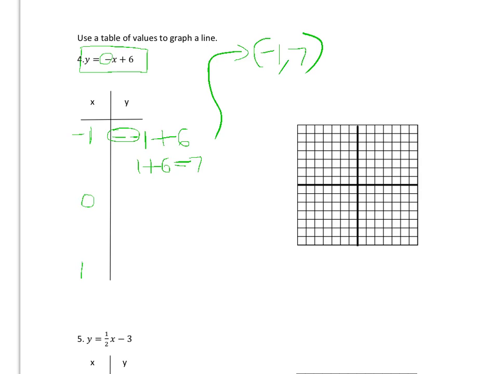0, any equation we have, I would always plug in 0. You're going to see it's very easy. We're going to have -0 plus 6, which equals 6. So this ordered pair is 0, 6.